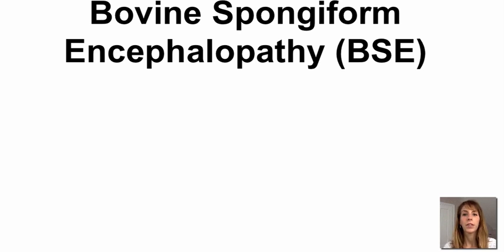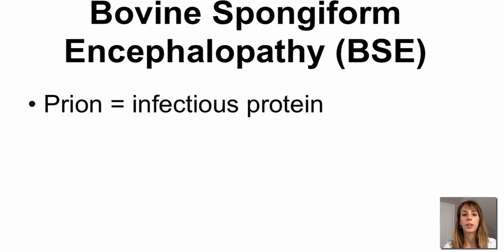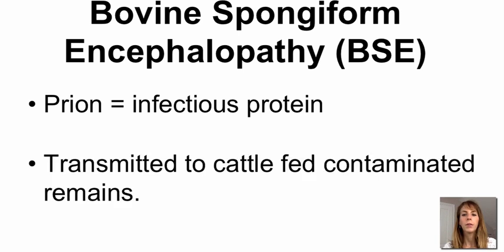It's an infectious disease, and when you think of an infectious disease, my guess is that you're thinking of viruses and bacteria. But in fact, BSE is caused by an infectious protein, which is known as a prion. How do cattle get mad cow disease? Well, if they're fed contaminated remains, so if you give them meat and bone meal, which contains the ground up remains of other cattle and sheep, if those animals had the prions, they will be transferred to the cattle that eat the meat and bone meal.